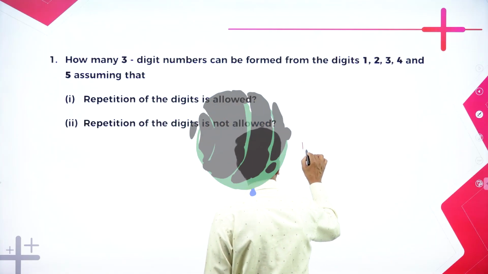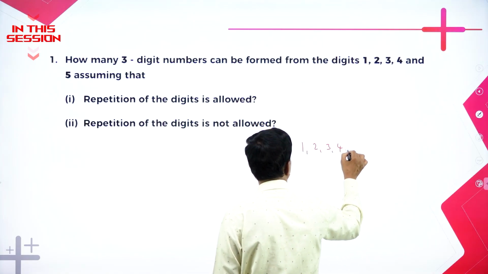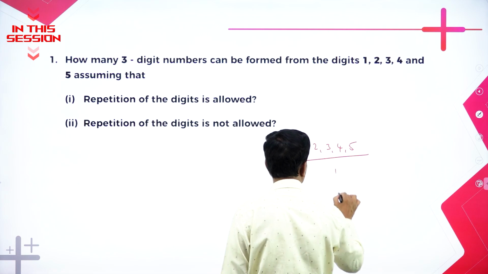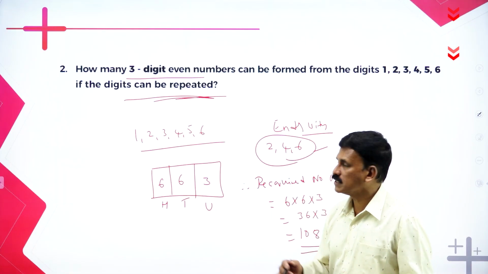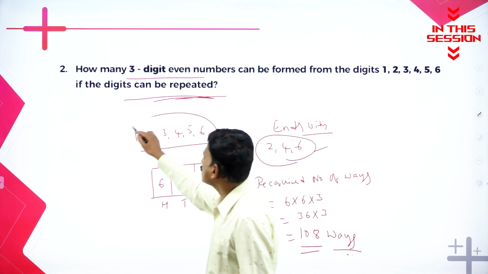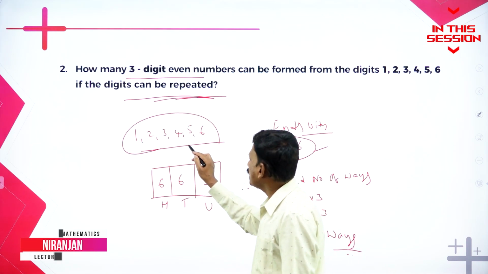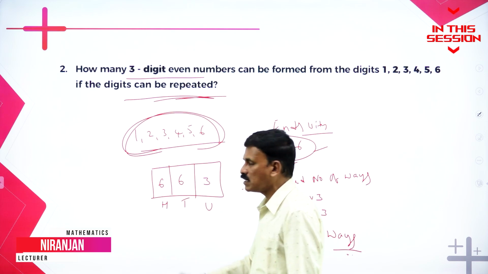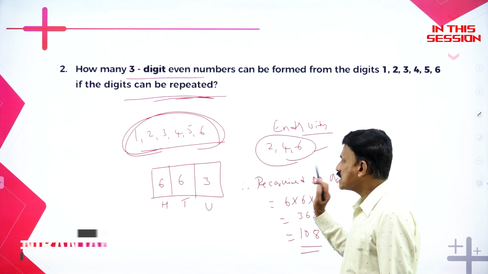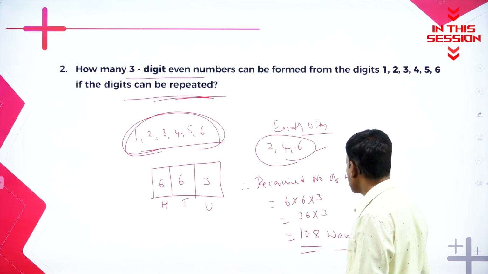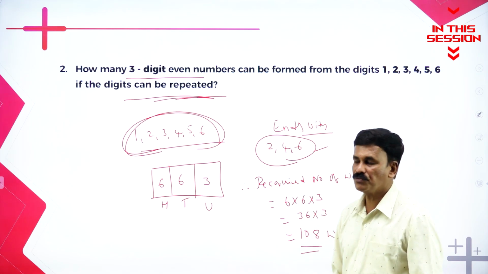What are the digits given? 1, 2, 3, 4 and 5. From this we are going to form a 3-digit number. If there is a repetition, you can use all the 6 digits in the 10th place and even all the 6 digits in the 100th place. So therefore, the required number of ways is equal to 6 into 6 into 3, that's equal to 108 ways.